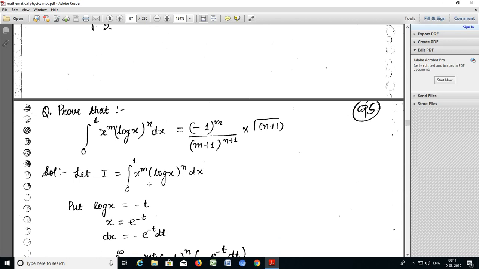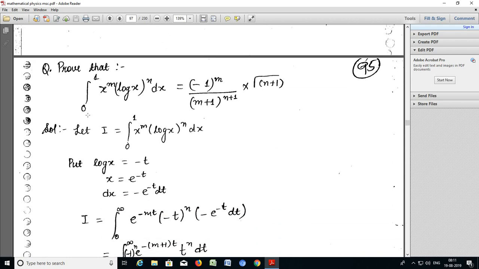Substituting now n is equal to half, gamma half is under root pi. So 1 over 2 gamma half is the integral from 0 to infinity of e to the power minus y square dy. It is under root of pi by 2. So gamma half is under root pi.